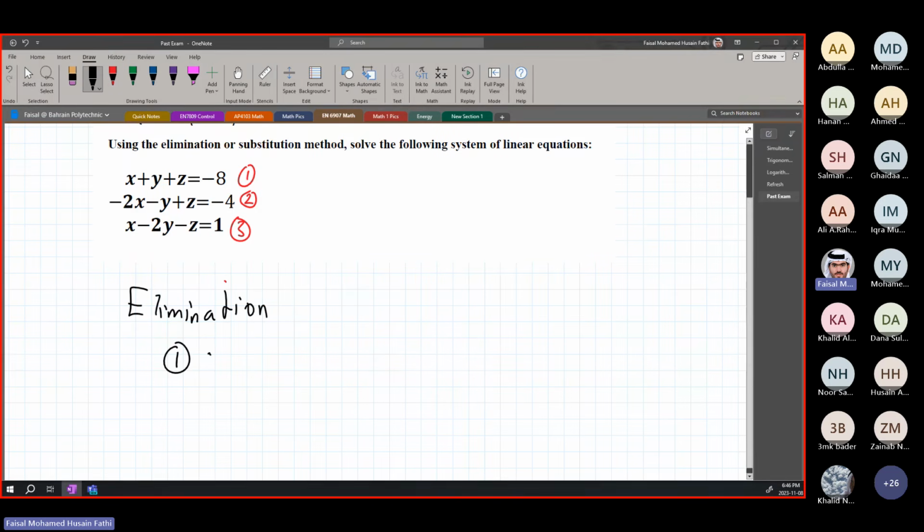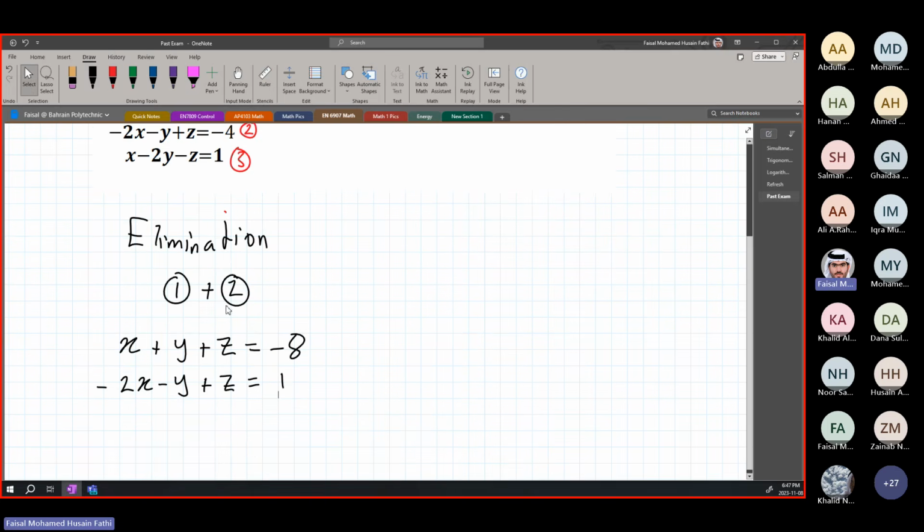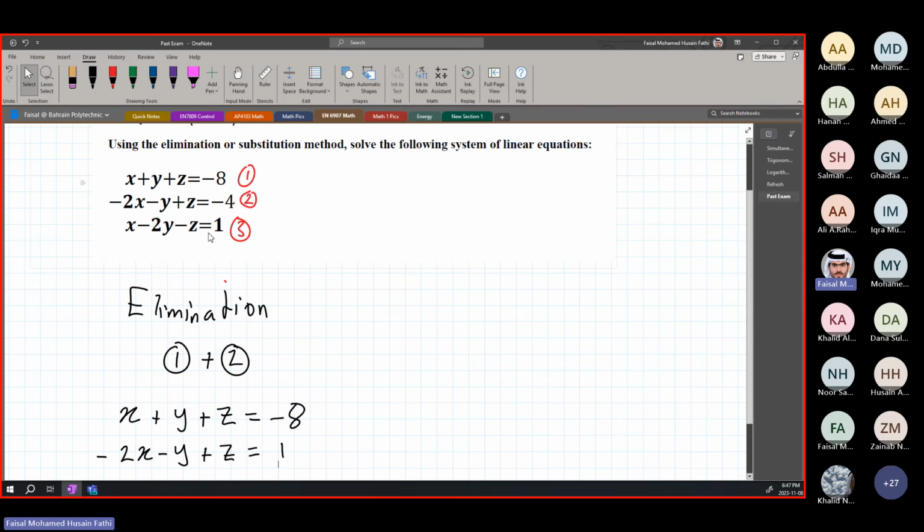Equation 1 plus equation 2: first is x plus y plus z is equal to minus 8, and we have minus 2x minus y plus z is equal to 1. Instead of actually taking equation 1 and 2, let me analyze this very quickly to see what is easier. Maybe I should just take equation 1 and equation 3 instead.